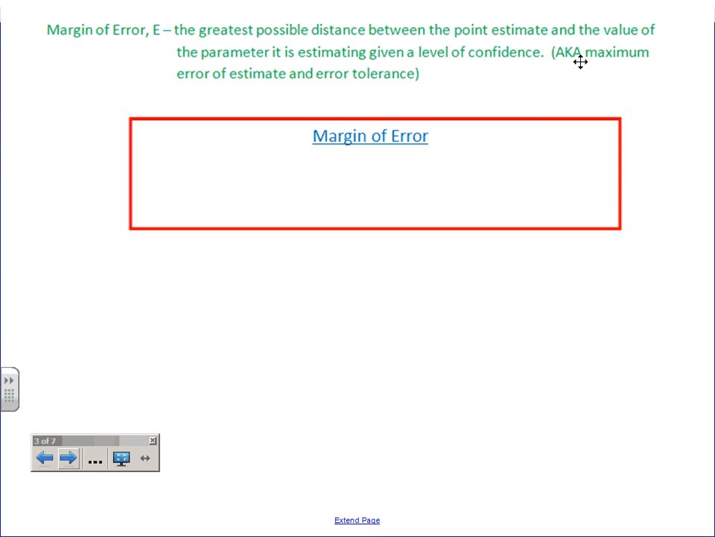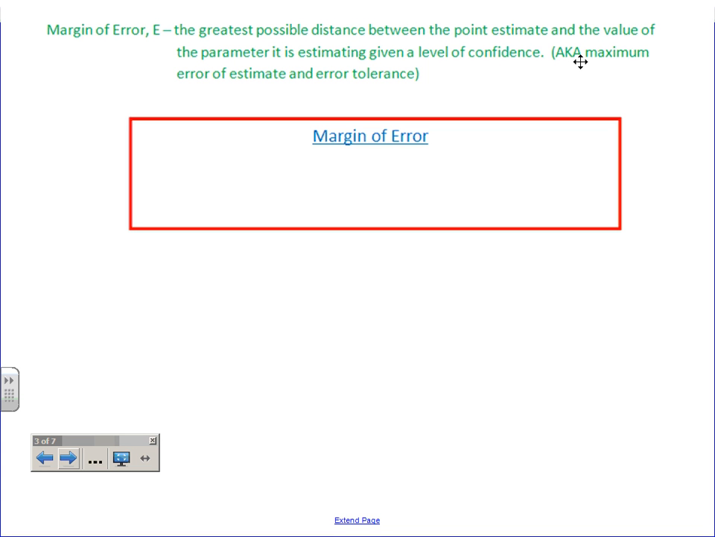That's just because it has a lot of other names. It's the greatest possible distance between the point estimate. For us, that was what, 77 in our first example? And the value of the parameter it is estimated giving a level of confidence. So for us, I said, oh, let's add 2, 75, or subtract 2, 75 to 79, right?